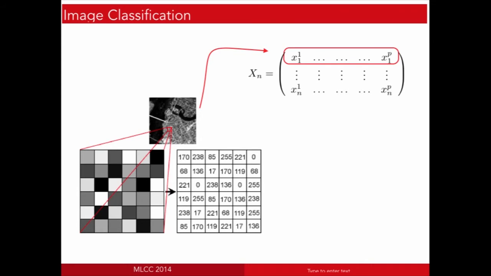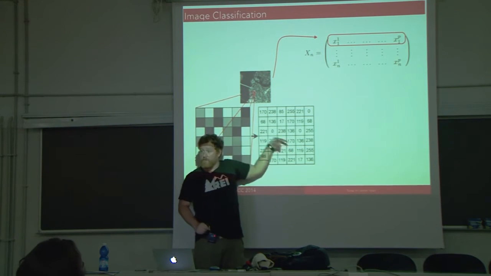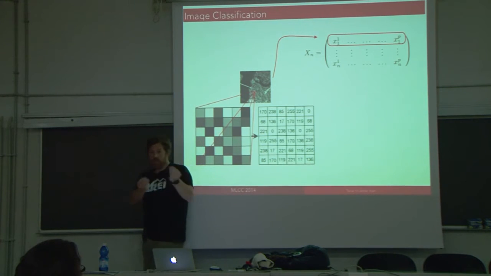So if you zoom in on an image, you're going to see a collection of numbers. If it's black and white, it's going to be between 0 and 255, one of those. What you do is you take all these numbers and you unroll them. You put one line after the other, and you just turn an image into a long vector.